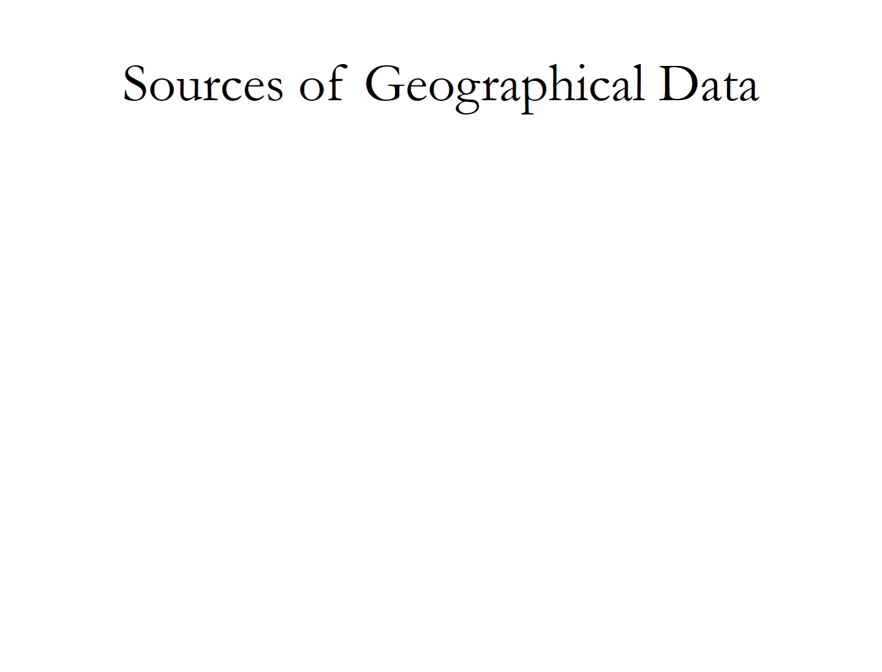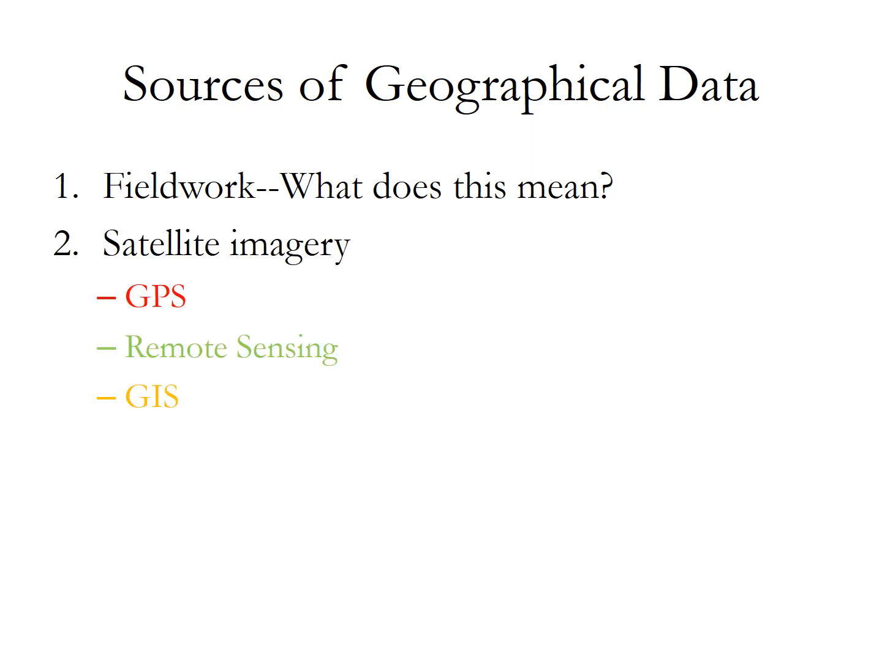All right, where do we get geographical data? Well, obviously the first is field work. This is literally geographers going out into the field and researching, taking pictures, gathering data, talking to people, whatever it may be. The next way, and this one's a little more important for your knowledge, satellite imagery. Three technologies we're going to talk about today are GPS, remote sensing, and GIS. The final source of geographic data that geographers use is the census. And we're going to talk about the census briefly and how we need to use it.